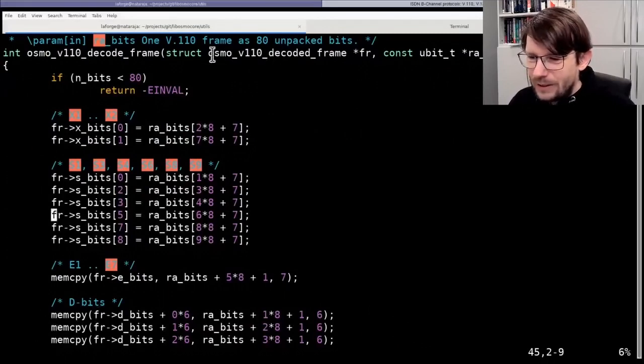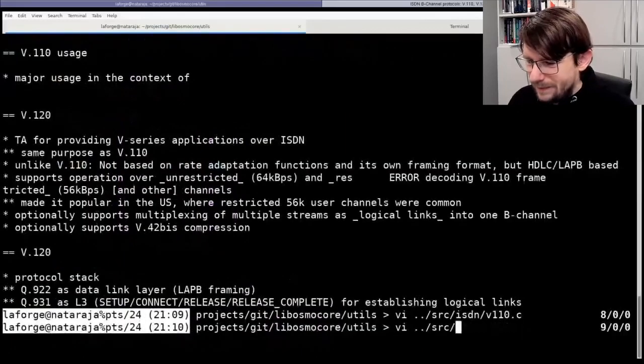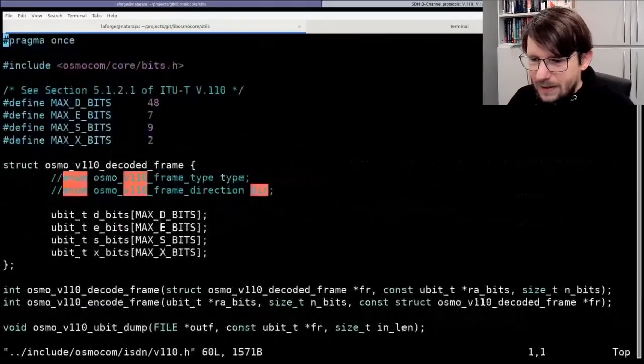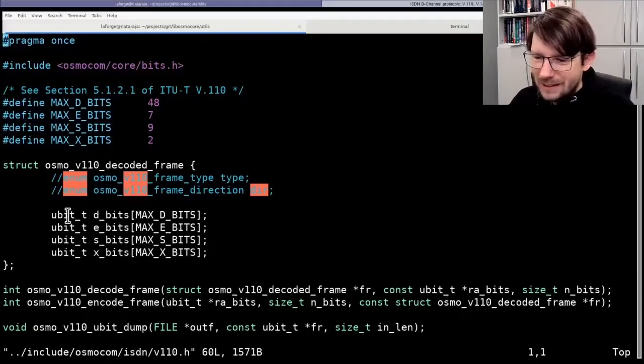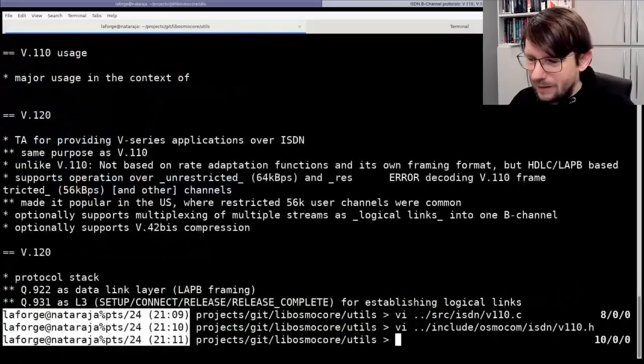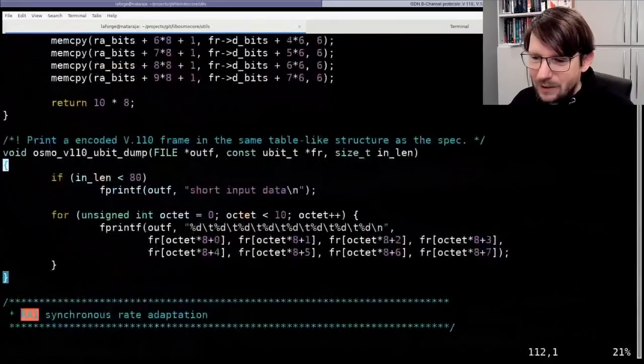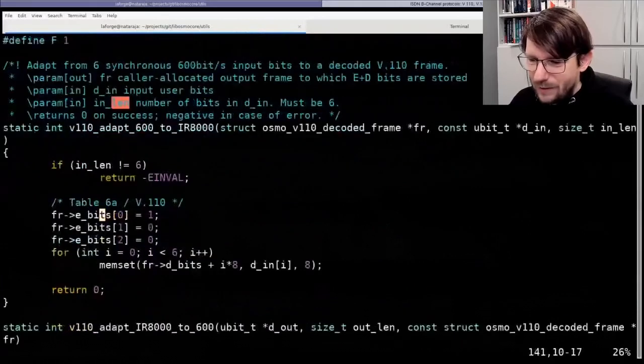So we have this idea of a decoded frame, which is a C structure, which basically contains D bits, E bits, S bits, and X bits as separate arrays. And ubit_t is just a typedef, meaning we have unpacked bits, meaning we have 1 bit per byte. So we can operate in a very easy way from C without doing bit shifting and all of that stuff in all of the code. But as said, of course, it's super inefficient, but it works. So yeah, we have the encoders and decoders for those various frame formats.